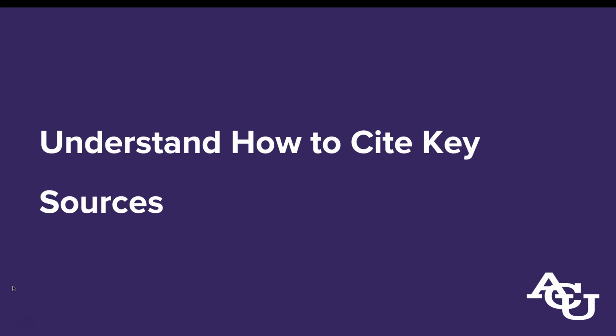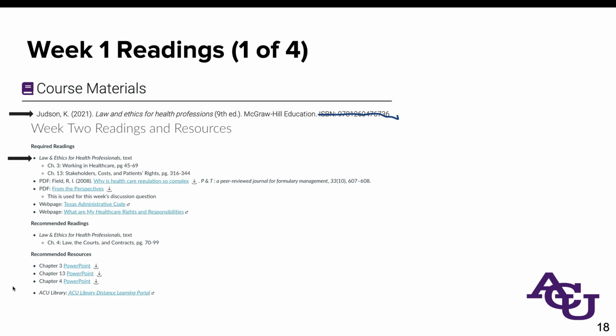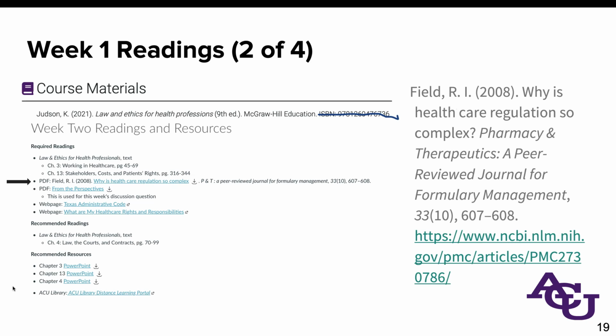So let's talk about the sources, because it does mention that you need at least 3 references. Well, if we look at the readings for week 2, we have, of course, the main course text, Law and Ethics for Health Professionals, coming back, which you can cite as before. We have this article here. Now, P&T, some journals have an abbreviation that's used commonly, but the full name is actually spelled out. This is one of those cases. The journal is named Pharmacy and Therapeutics, a peer-reviewed journal for formulary management, which is a bit of a mouthful, but the only place you need to have that is in the references list. Everywhere else it's going to be just author and date, so not a big deal.